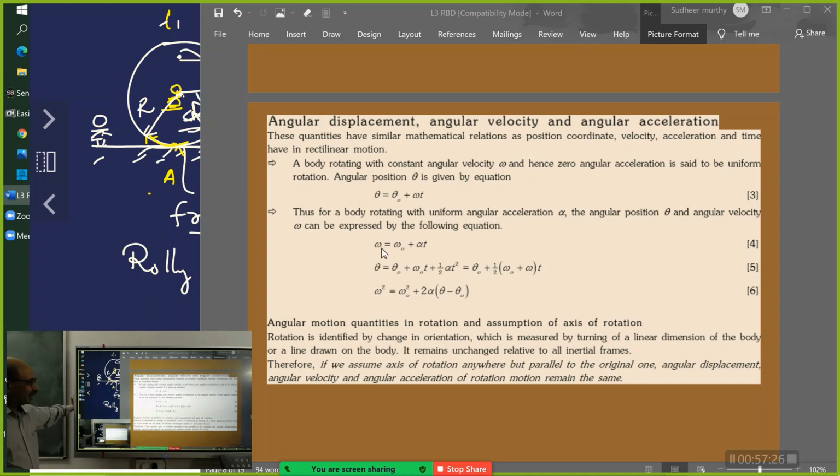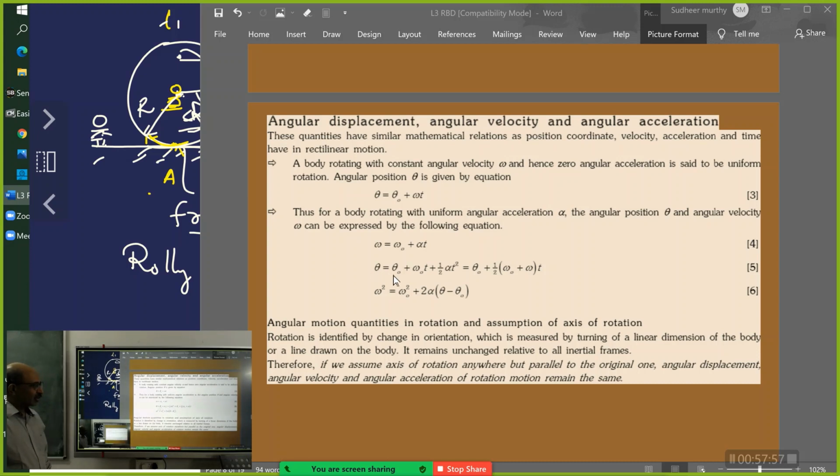Then similarly, we used to write v is equal to u plus at, and now we have omega is equal to omega naught plus alpha t. All this we have discussed. When can you write this equation? When angular acceleration is uniform, when alpha is constant. Remember, constant means its direction and magnitude must be the same.